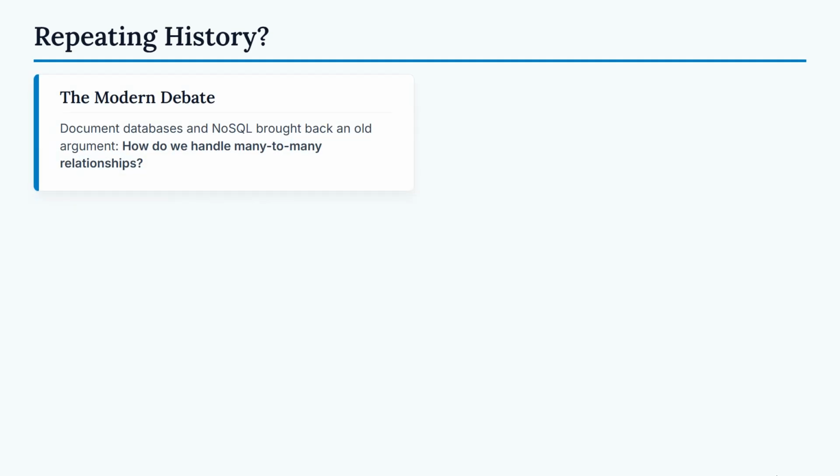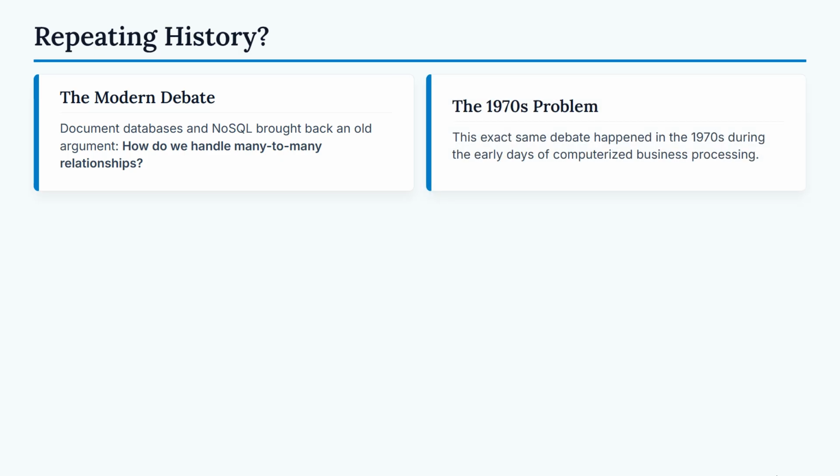When NoSQL and document databases became popular recently, a huge debate started. Engineers began arguing fiercely about how we should connect data together, especially for complex, tangled, many-to-many relationships. But this debate is not new.